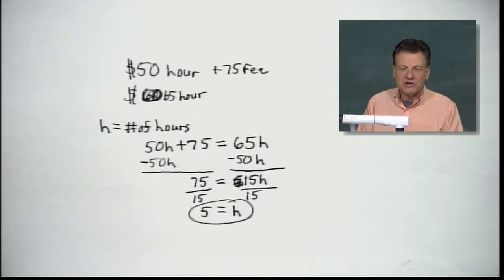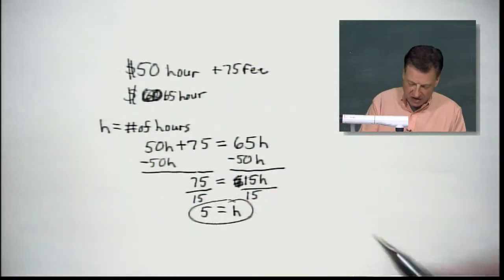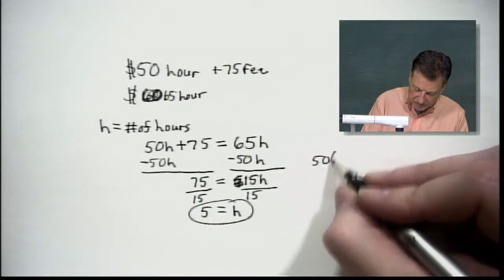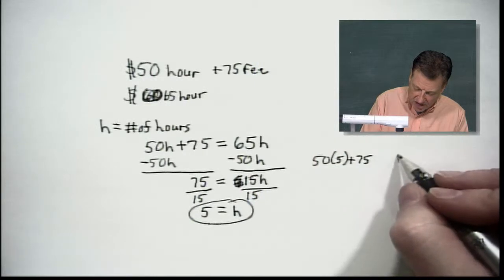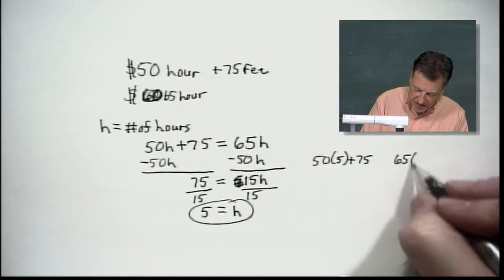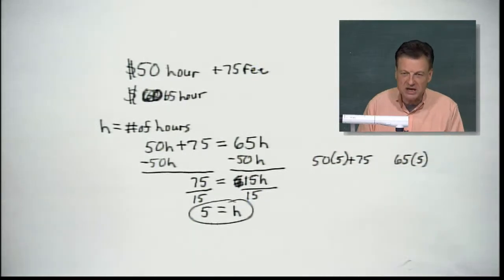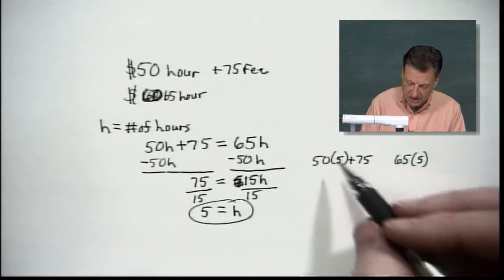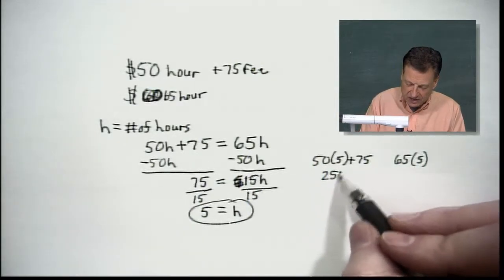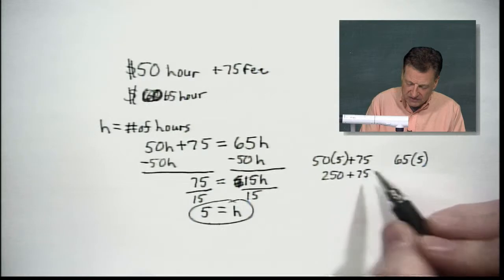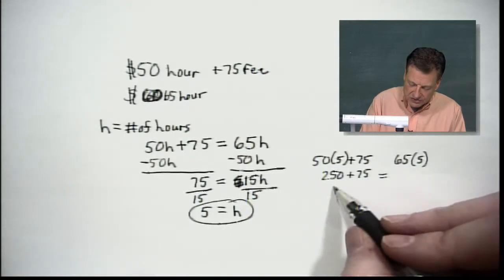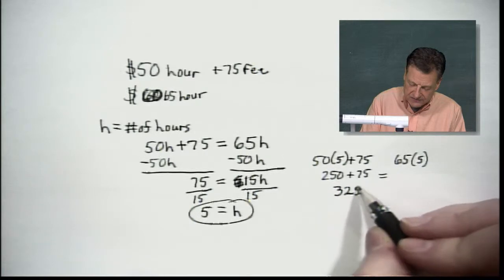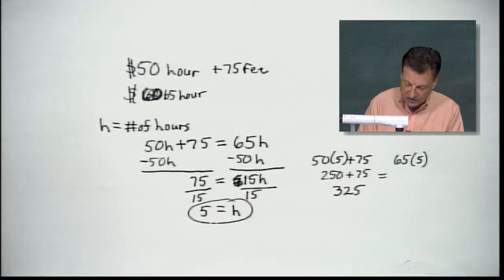Now, let's just see how much it's going to cost after 5 hours, okay? We've got 50 times 5 plus 75. On the other side, we've got 65 times 5, and we're going to see how much money they charge when they break even. This is going to be 250 plus 75. With me so far? That's going to give me, it looks like, 325. We can punch that in a calculator if you need to.